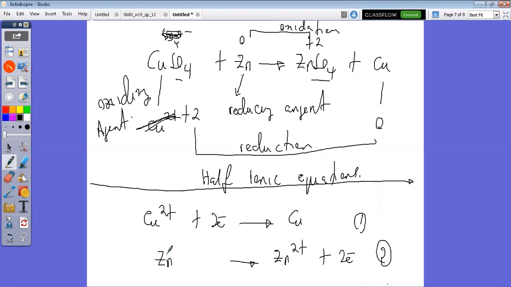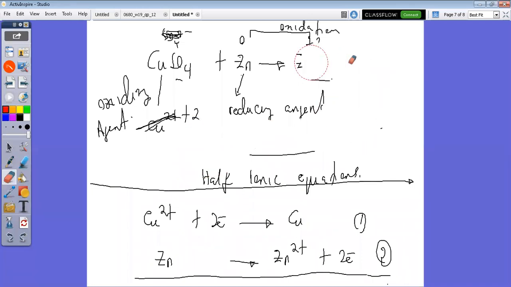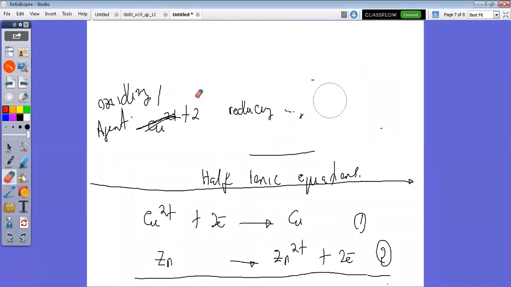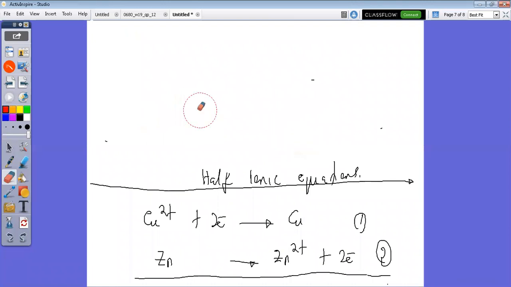Then this zinc metal is just reacting like a normal metal. It's giving away 2 electrons to form that. So where do you think this copper is gaining the 2 electrons? From the zinc, like that. Anyway, now we balance these equations. We write what is called a balanced equation. I'll use this space below. So let's write the balanced equation.